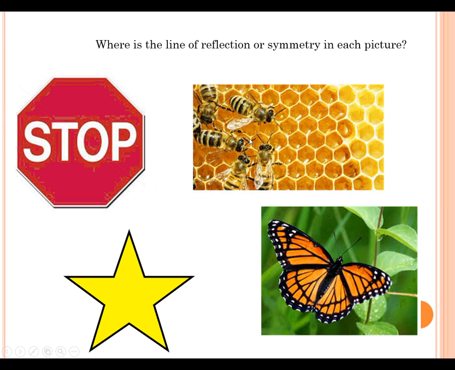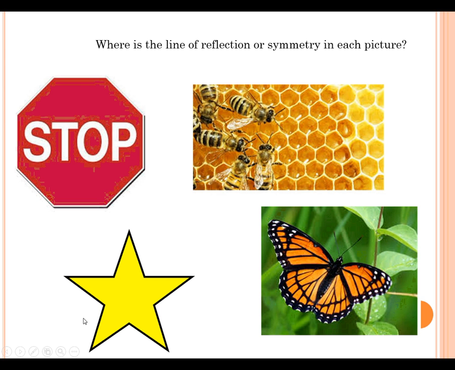Now the honeycomb, we're going to ignore the little bees. We're just going to look at the little hexagon. So this one actually has two lines of reflection. Do you see a line that I could draw on this picture where it would be symmetrical on both sides? Oh my goodness, you guys are so smart. There is one right down the middle. If you were to fold this half on top of that half, it'd be the same. And there's also one horizontally in the middle. Nifty.